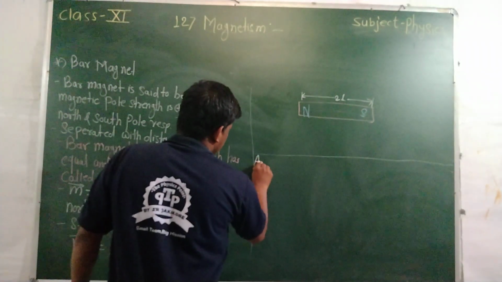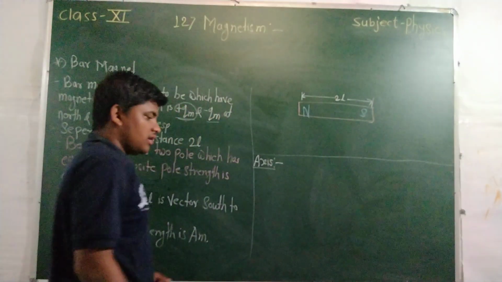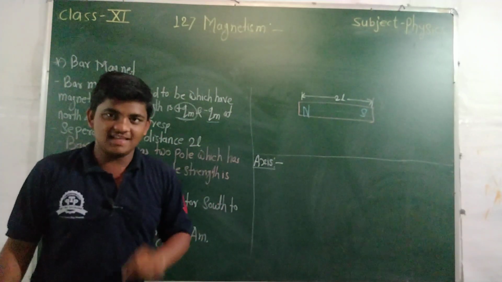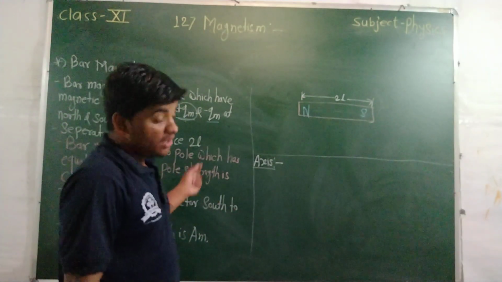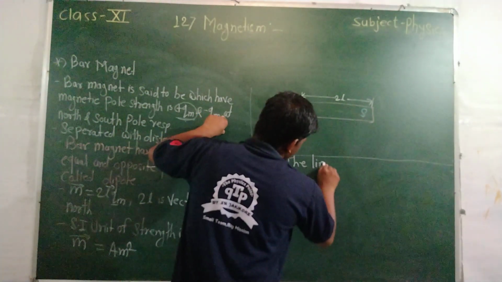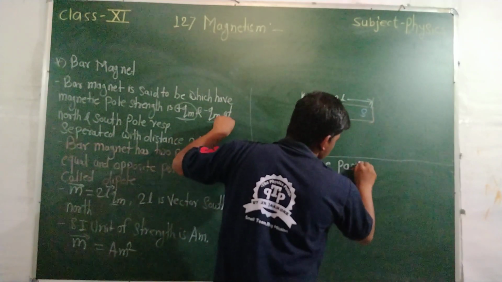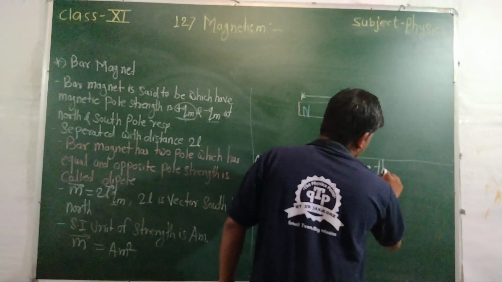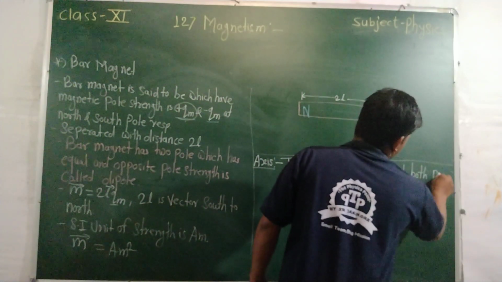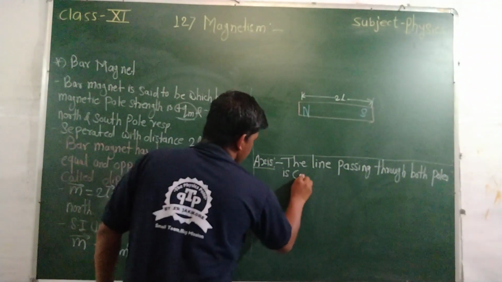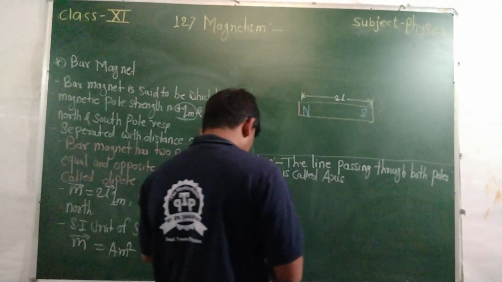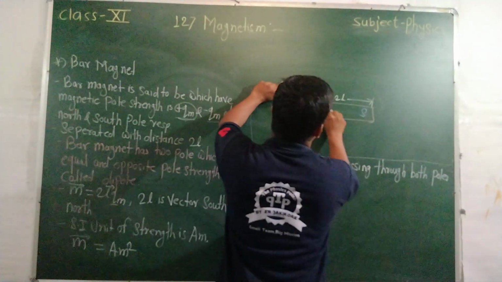The first term is axis. In electrostatics, the line passing through both charges is called the axis of the dipole. In magnets, the line passing through both poles is called the axis. Let me draw what the actual meaning of axis is, a line passing through both poles.